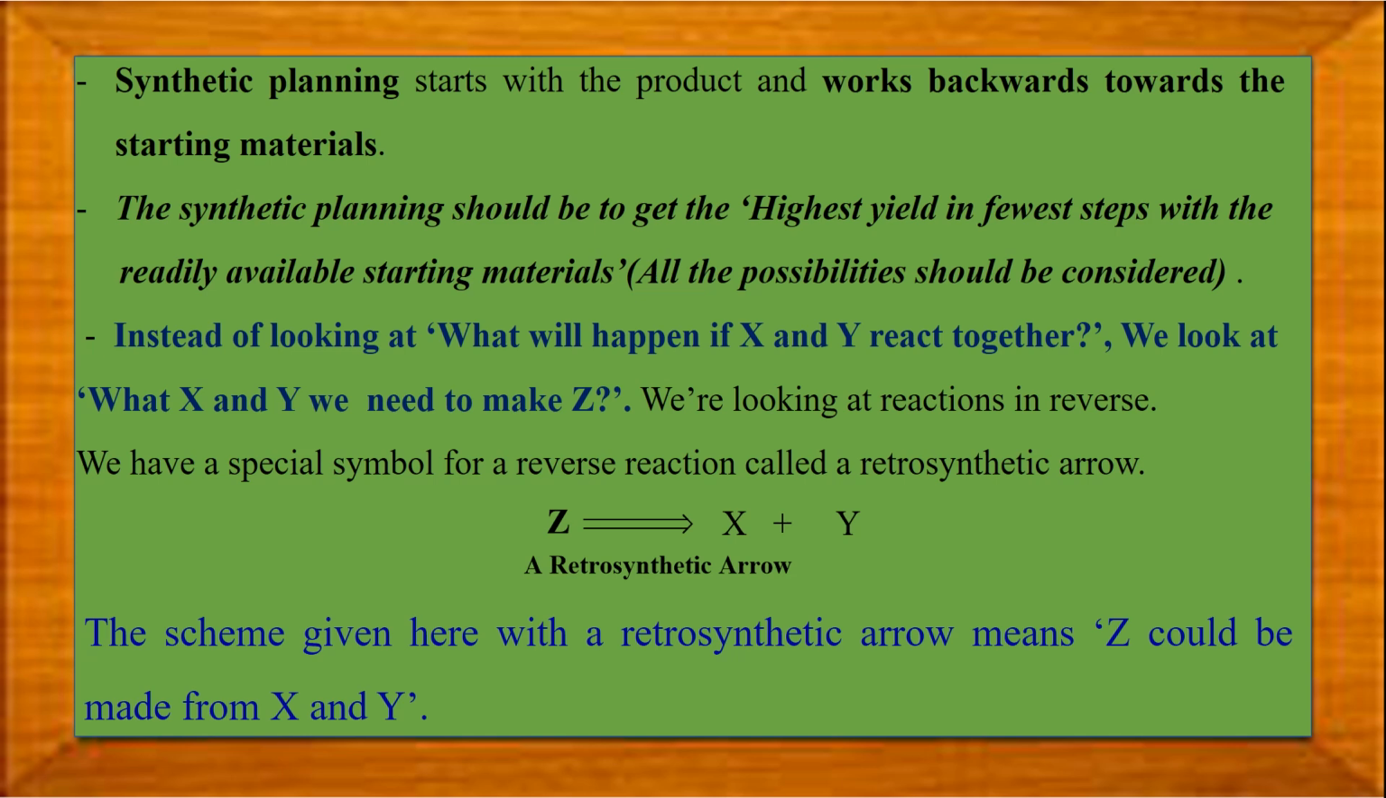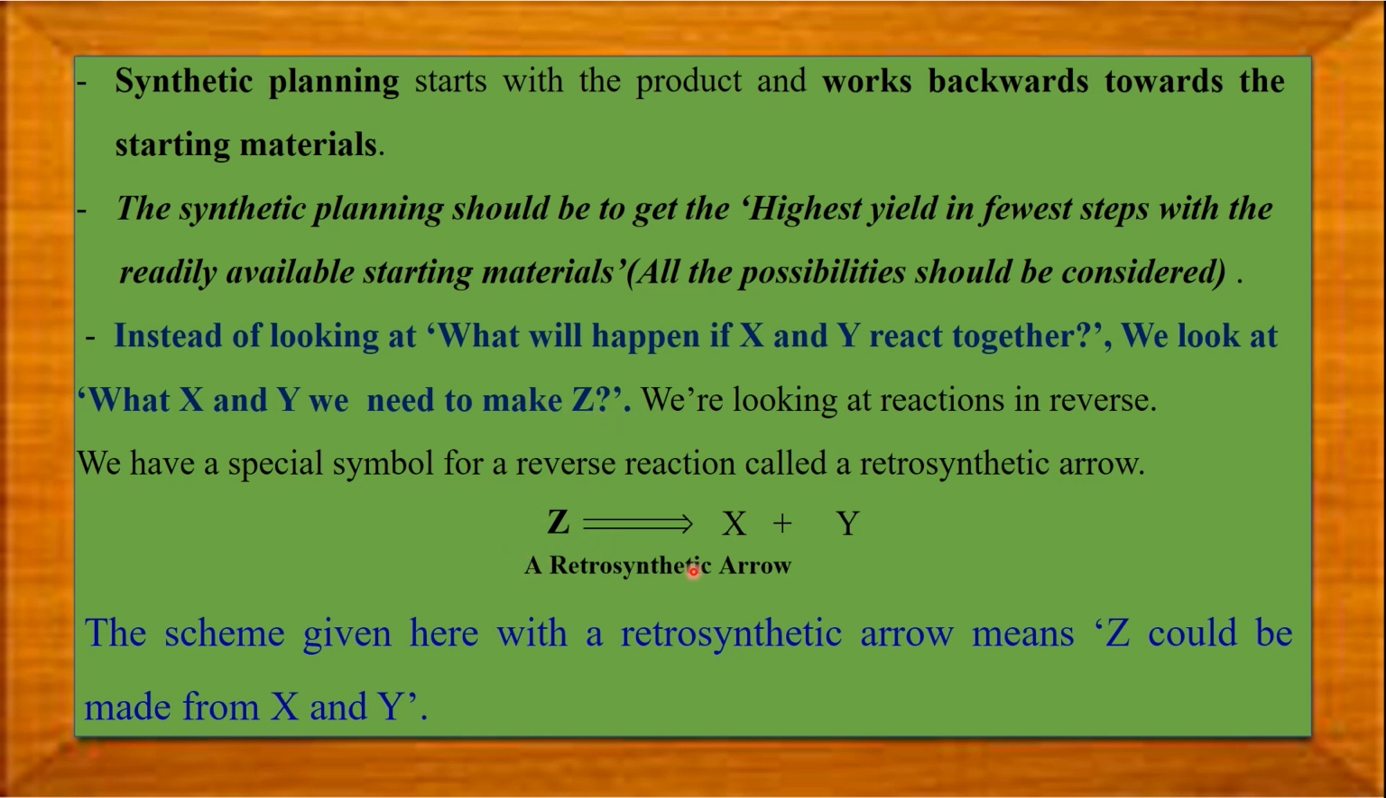Retrosynthetic planning goes from product to the starting materials. A good retrosynthetic planning should be able to give the highest yield with the lowest number of steps and with easily available starting materials. So usually we look for what will be the product when X and Y react. That is the synthetic reaction. In a retrosynthetic reaction, we look for the reactants to generate a particular product. We look for X and Y to make Z.